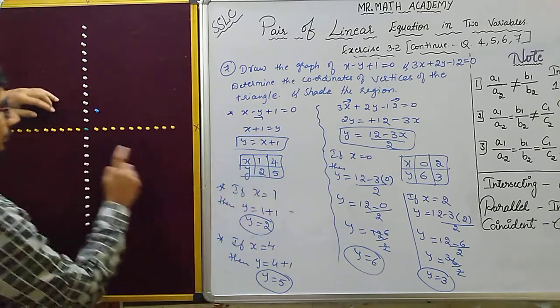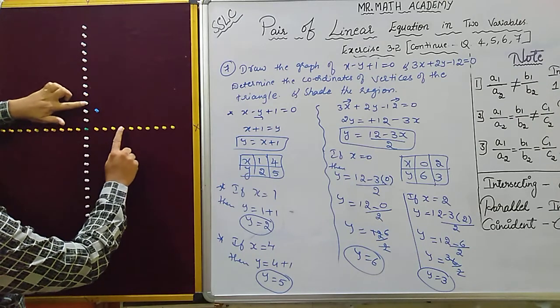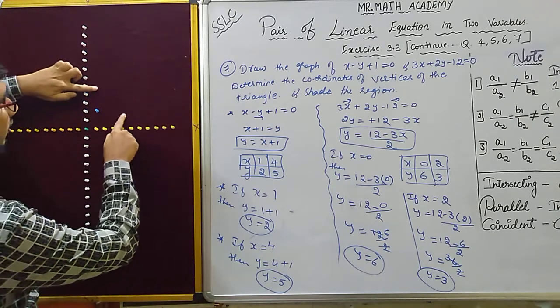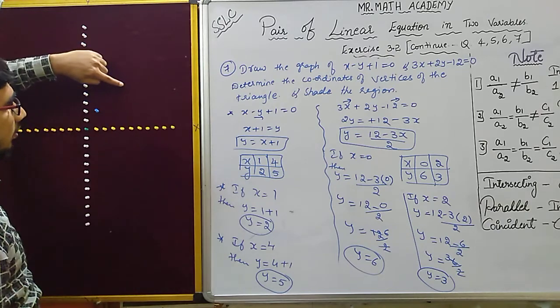X is 4, 1, 2, 3, 4 here. Y is 5, 1, 2, 3, 4, 5. Both it will come and join here. Okay.